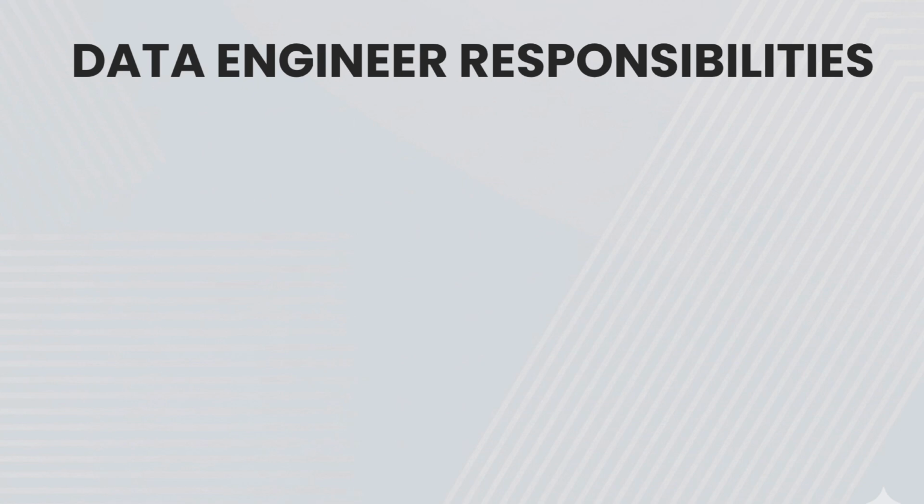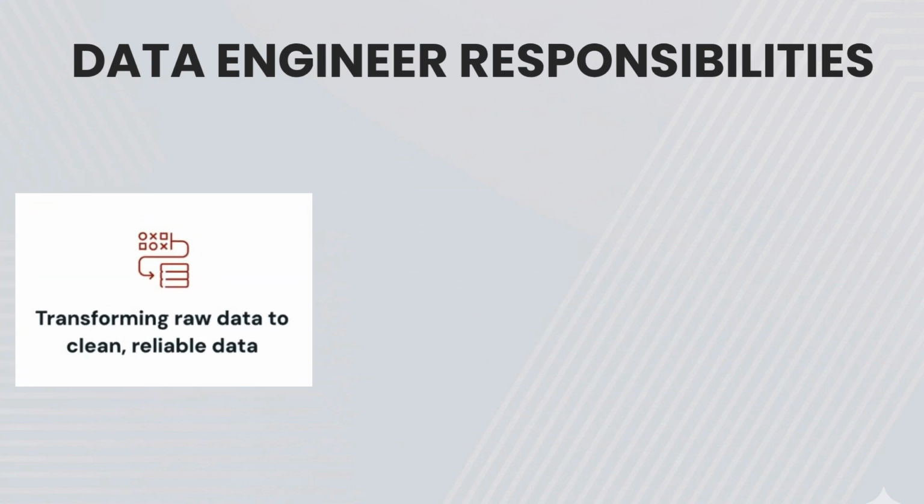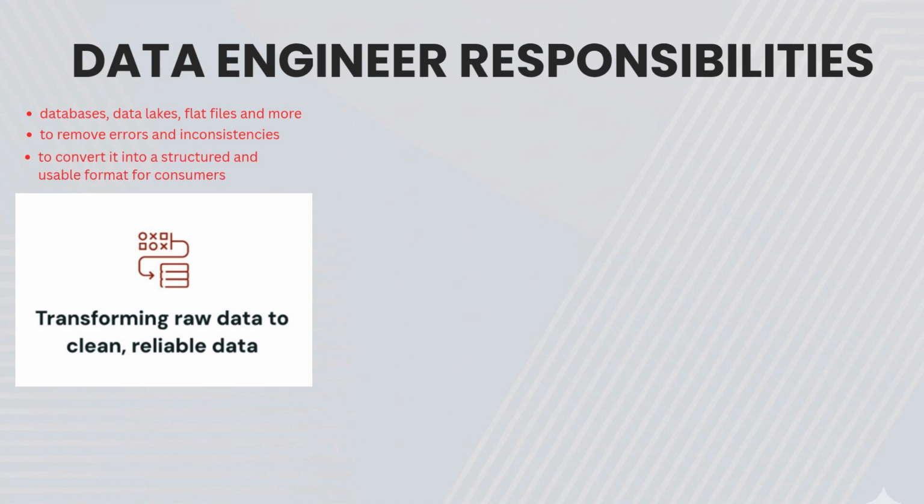Data engineer responsibilities. First, let's take a quick look at the key responsibilities of a data engineer, who is essential in managing and optimizing an organization's data. One of the primary tasks of a data engineer is to transform raw data into a format that is clean and reliable. This involves a variety of processes, including data extraction from diverse sources like databases, data lakes, flat files, and more. Data cleansing to remove errors and inconsistencies. Data transformation to convert it into a structured and usable format for consumers.